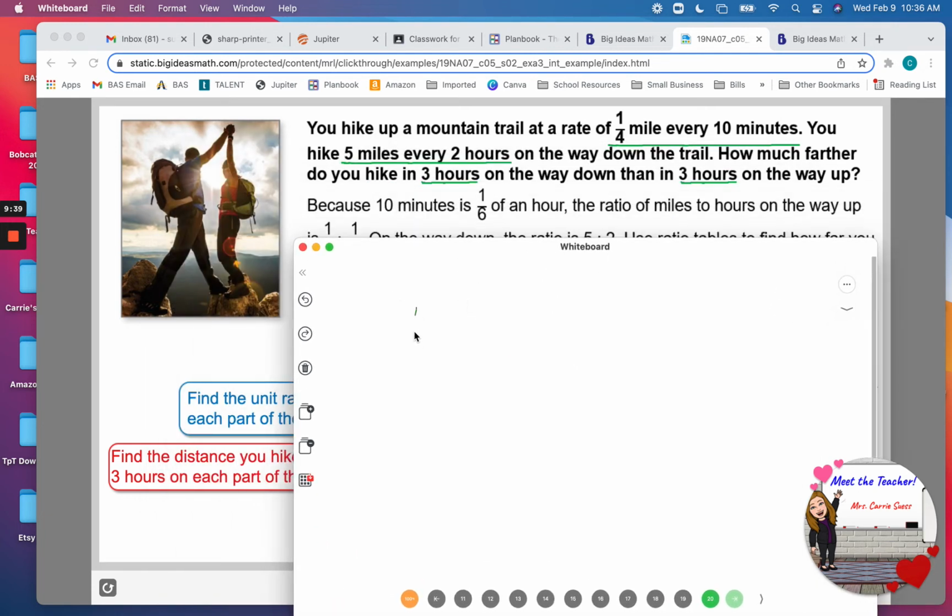Okay. All right, so we have 1/4 to 10. Now we need to make this a unit rate, which means it needs to be over 1, right? So what's 1/4 divided by 10? 0? Hey. See? 1/4 divided by 10 cannot be 0. 1/40. Okay? So we hike 1/40 of a mile every how many minutes? 10 minutes. So this is miles per minute. Okay, and this is going up, right? So I'm going to put up.